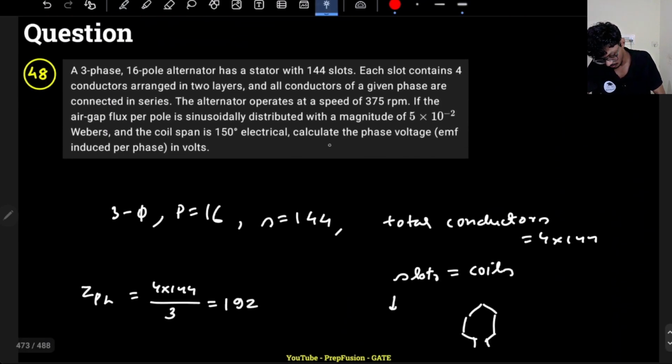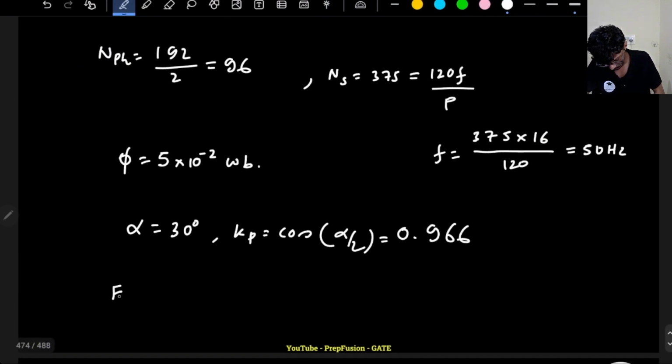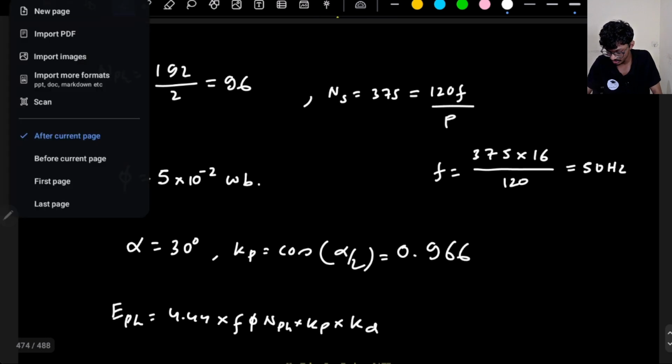Okay, calculate the phase voltage induced in volts, right? What will be the phase voltage? Phase voltage is equal to 4.44 into f, which I know, into phi, which I know, into N phase, which I know, into Kp, which I know, into Kd, the distribution factor. So what is the distribution factor?